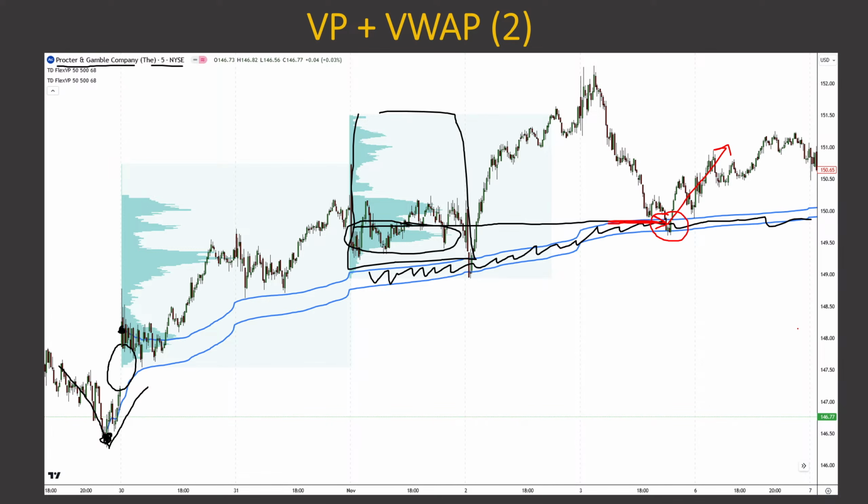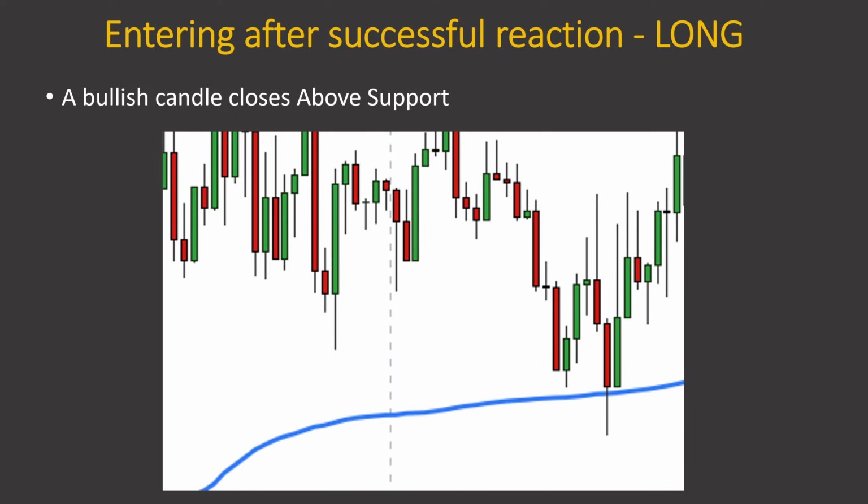Alright, so this is how you can use the combos that are really powerful. If for some reason you don't want to look for those combos, and if you just want to focus on VWAP setups alone, then I recommend not trading each of those blindly. I mean, not trading each hit of VWAP blindly. I recommend waiting for confirmation.